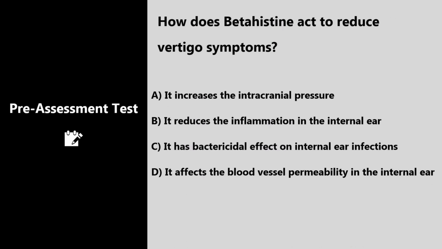How does betahistine act to reduce vertigo symptoms? A. It increases the intracranial pressure. B. It reduces the inflammation in the internal ear. C. It has bactericidal effect on internal ear infections. D. It affects the blood vessel permeability in the internal ear.